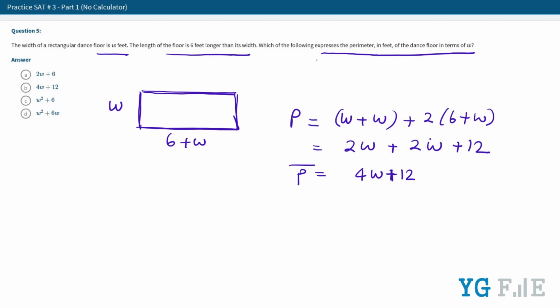So the perimeter is 4W plus 12, and we have expressed it in terms of W. So let us check the answers. We see that option B is the correct choice. It's fairly simple. You just have to work with variables to find the perimeter of a rectangle.